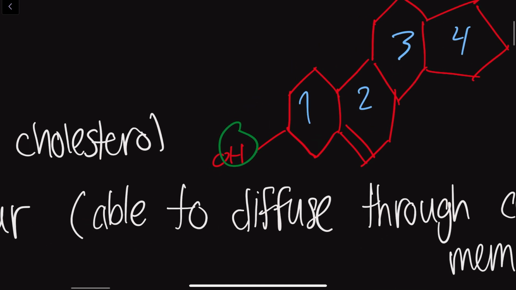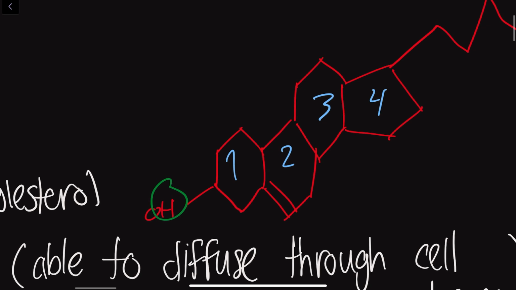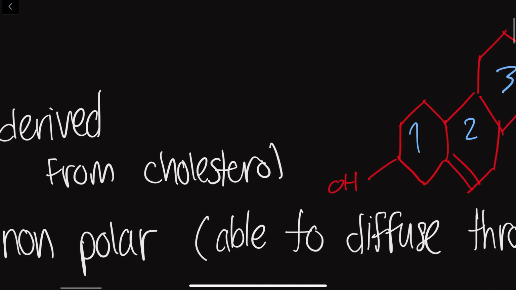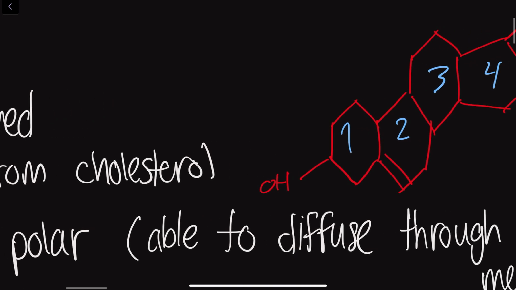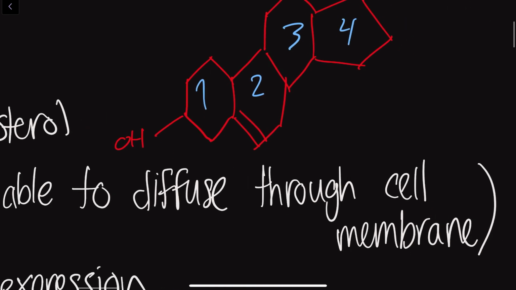Because of this structure, it's going to be mostly nonpolar, very strongly nonpolar. There is one OH group right there you can see at the bottom. However, that's not really enough to make it polar at all. So it's obviously nonpolar. So what does this mean? This means that the steroid hormones are able to diffuse through the membrane of the cell.